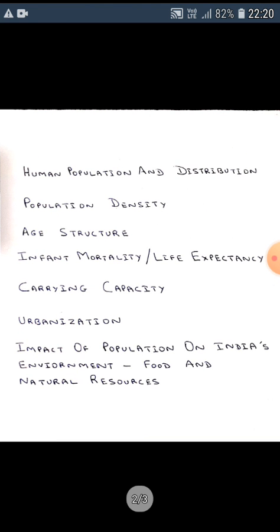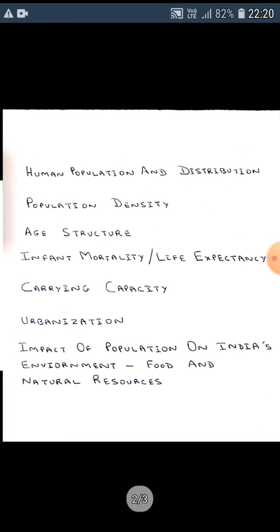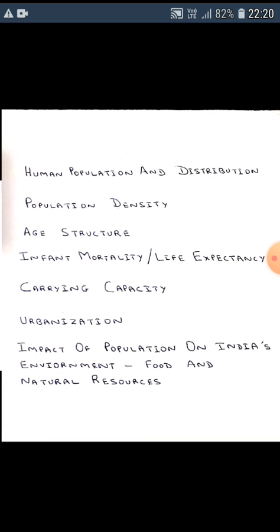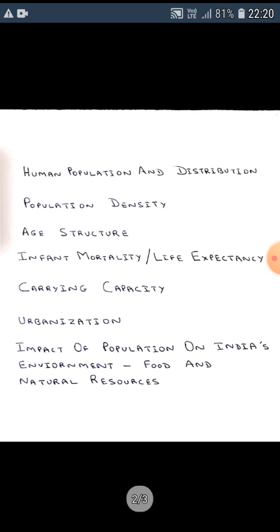Human population and distribution. Population is intimately related to environment. The human population is growing faster than ever before. World population is growing roughly by 92 million every year.